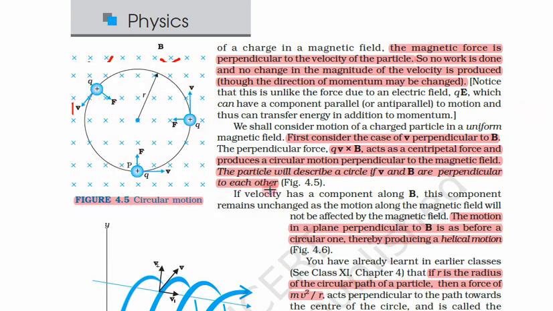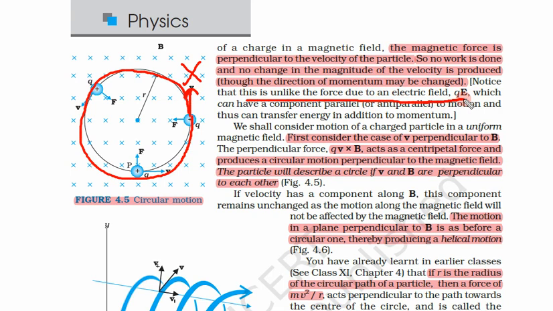So what do we understand by this diagram? If velocity is perpendicular to the magnetic field, the charged particle will do circular motion. Now this is unlike the force due to an electric field, QE, which can have a component parallel or anti-parallel to the motion and thus can transfer energy in addition to momentum. So let's leave this thing, it will make these things difficult.